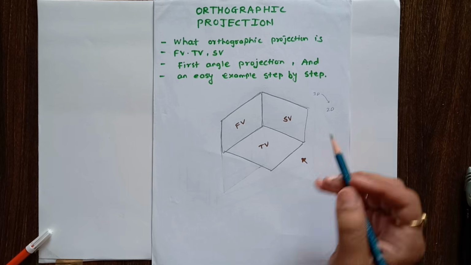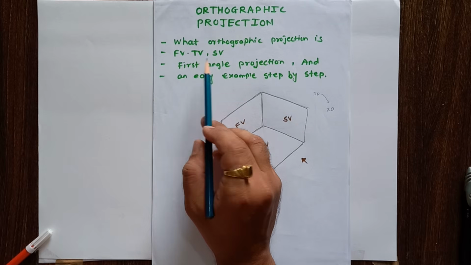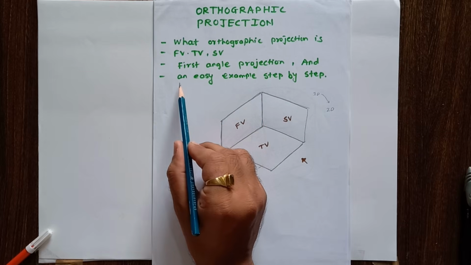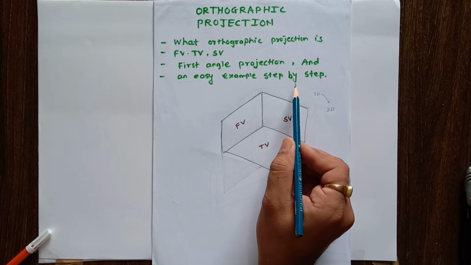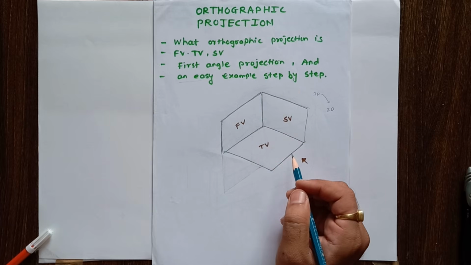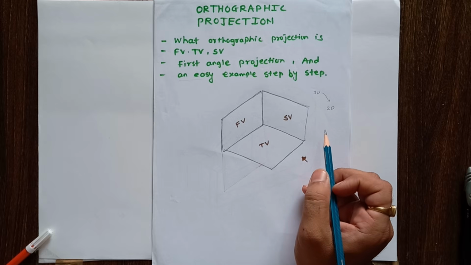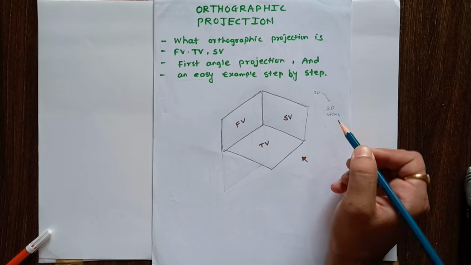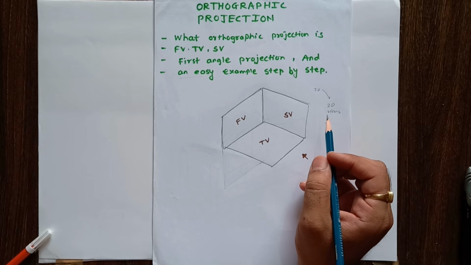So in this video, we will learn what orthographic projection is, front view, top view, side view, the first angle projection method, and we will solve a simple example step by step. Orthographic projection is a method of representing three-dimensional objects using multiple 2D views. It helps engineers and manufacturers understand objects clearly and accurately.